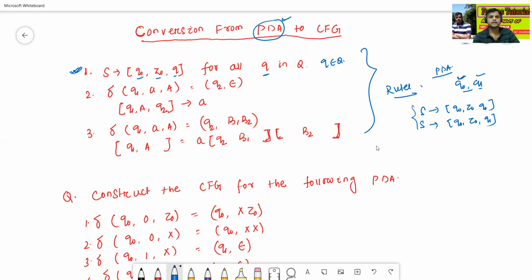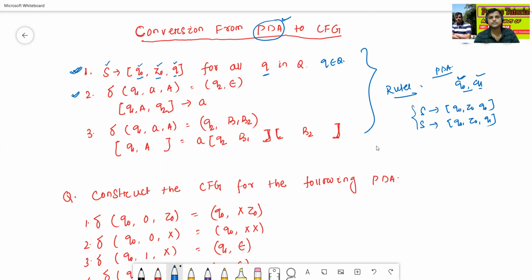Here, what is S? S is the starting symbol, Q0 is the initial state, and Z0 is the initial element of the stack. Q is the set of states in the given pushdown automaton. What is the second rule?